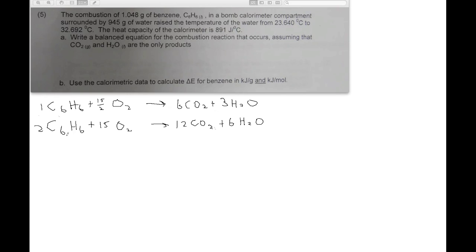Okay, so now let's try part B. So now they're looking for delta E for a bomb calorimeter in kilojoules per mole and kilojoules per gram. And since it's a combustion reaction and the final temperature is greater than the initial, then we can assume that it's going to be negative.